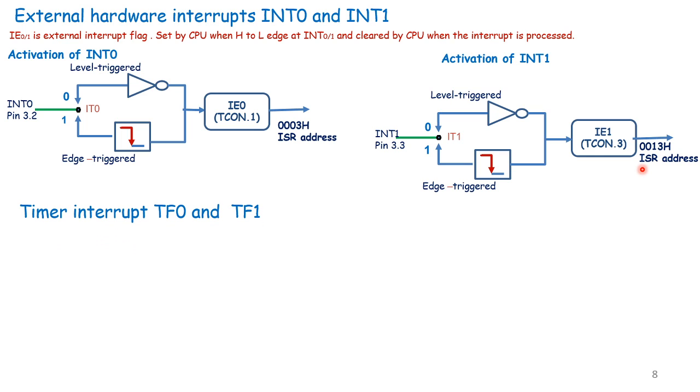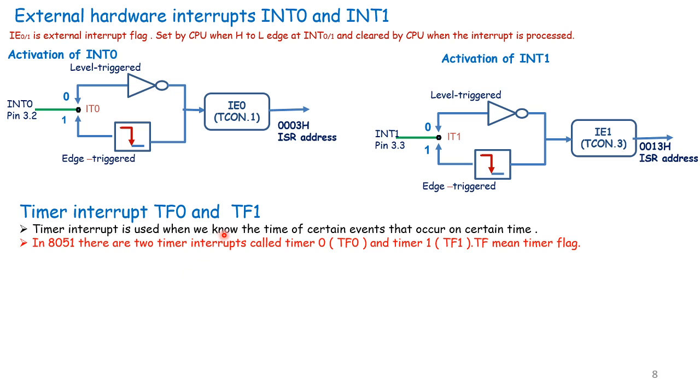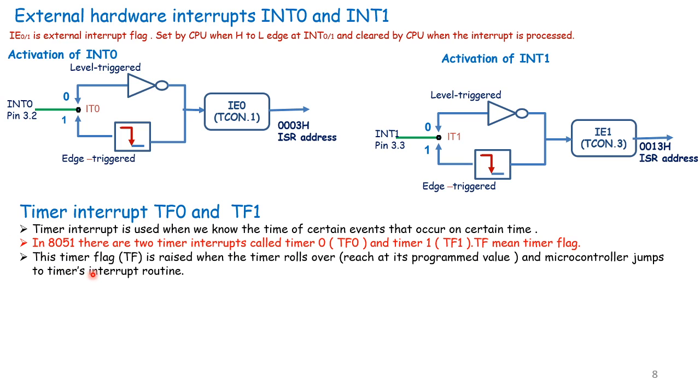Timer interrupts TF0 and TF1: TF0 for timer 0, TF1 for timer 1. A timer interrupt is used when we know the time of a certain event that occurs at a certain time. In the 8051 microcontroller, there are two timer interrupts, timer 0 with TF0 and timer 1 with TF1. TF means the timer flag. This timer flag TF is raised when the timer rolls over and reaches its programmed value, and the microcontroller jumps to the timer's interrupt service routine.